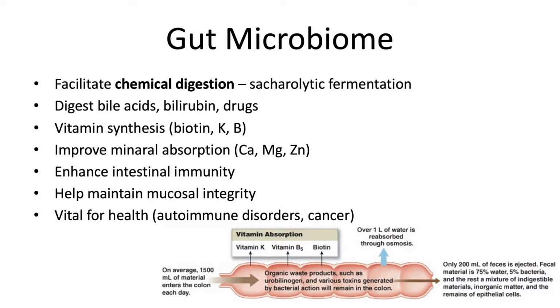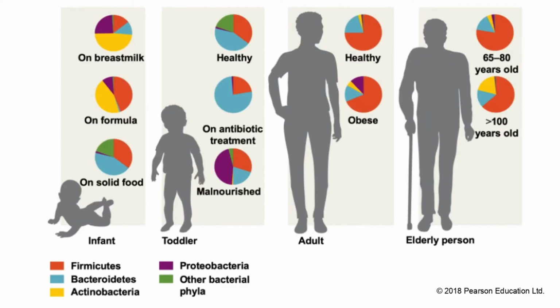Importantly, bacterial flora facilitates synthesis of certain vitamins such as biotin, vitamin K, or vitamin B. Finally, the microbiome protects the colonic epithelium from pathogens and supports the mucosa. On this picture, we can see that the gut microbiome composition can be influenced by our diet, but also changes as we age. Recent research has shown that microbiome disruption or altered gut microbiome may be associated with certain autoimmune disorders or even cancer.